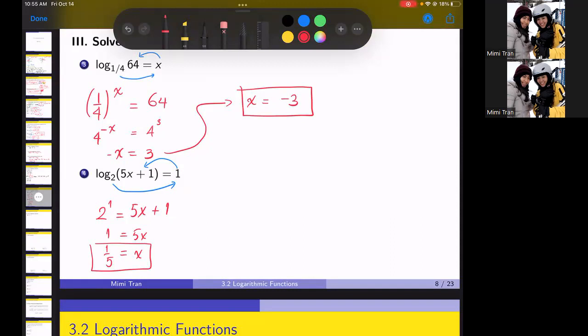You can check. Good check. Let's put 1/5 left. You can do this by hand. You have to use a calculator. 5 to the power of 1/5 is 1. 1 plus 1 is 2.